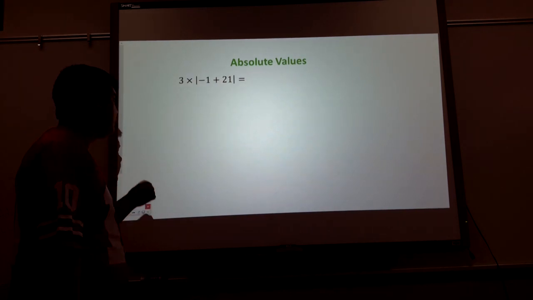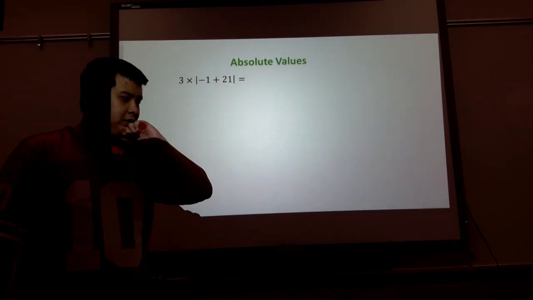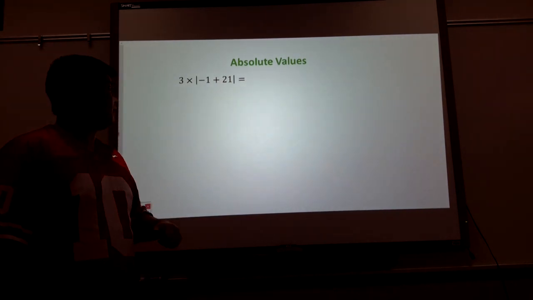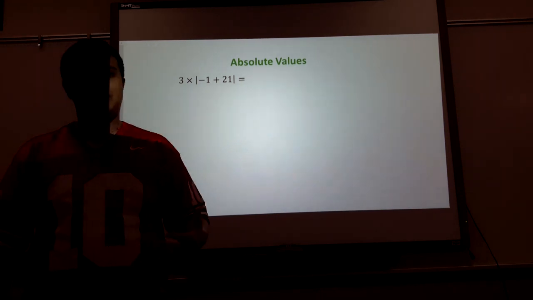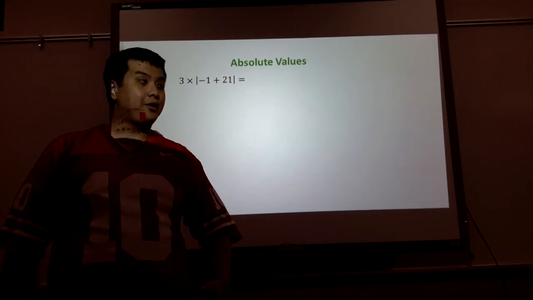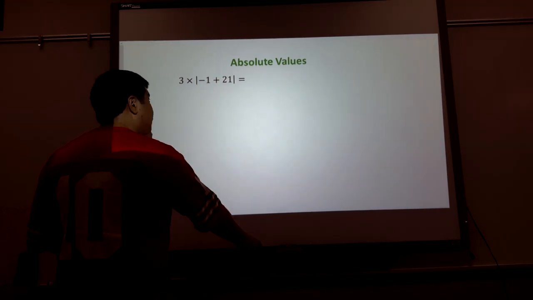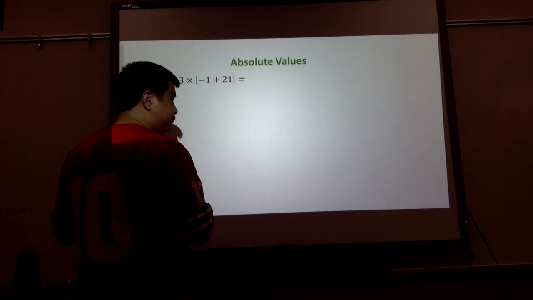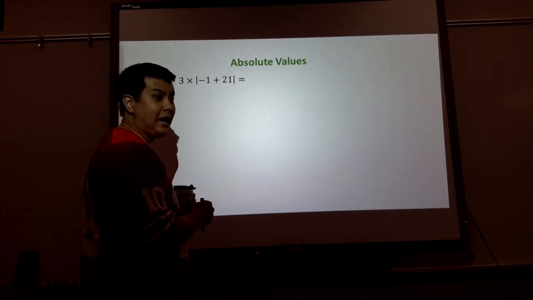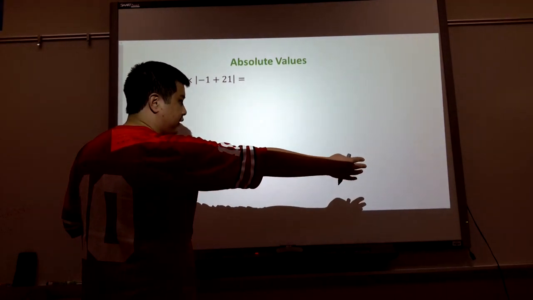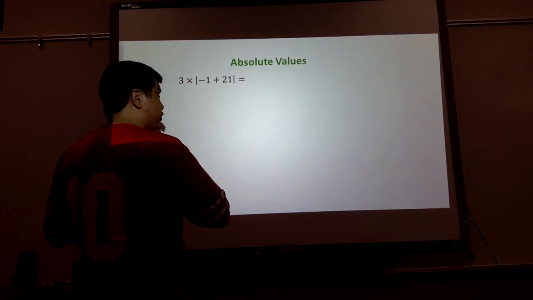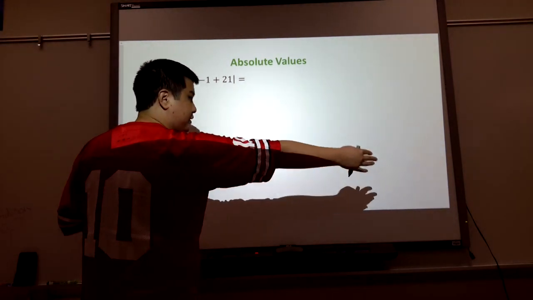Let's take a look at another one. As we can see here, we have 3 times the absolute value of negative 1 plus 21. Again, we treat it as if it's parentheses. So we have negative 1. That's where we're going to start, and we're going to add value to it. So when we add value to it, we move 21 spaces to the right.